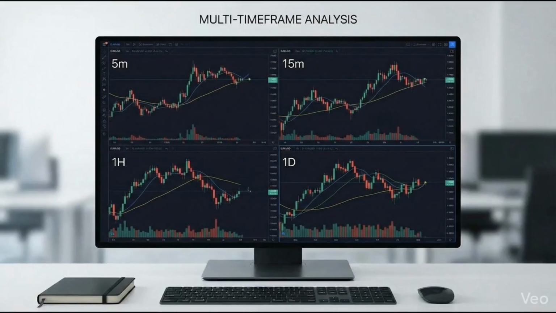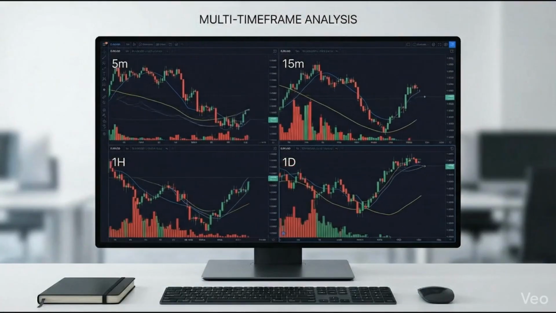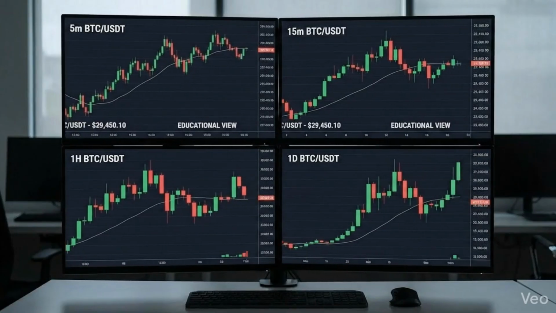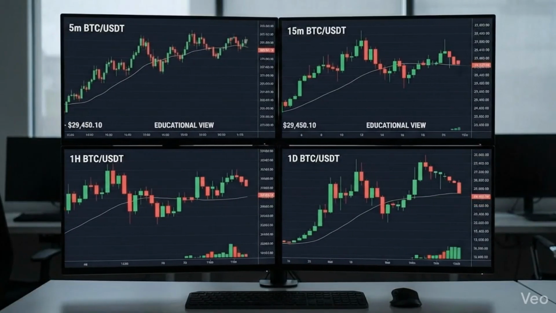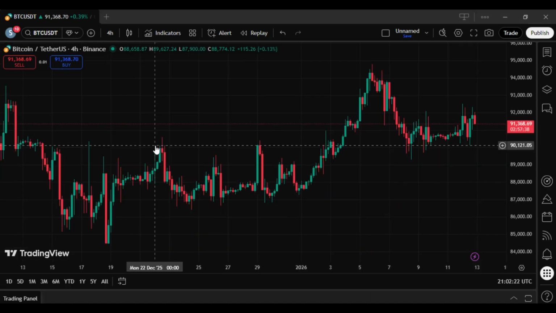Now let's talk about time frames. The time frame you choose changes how the chart looks, but it does not change the market itself. A 5-minute chart shows short-term noise. A 15-minute or 30-minute chart shows structure. A 1-hour or 4-hour chart shows trend. And daily charts show the bigger picture.